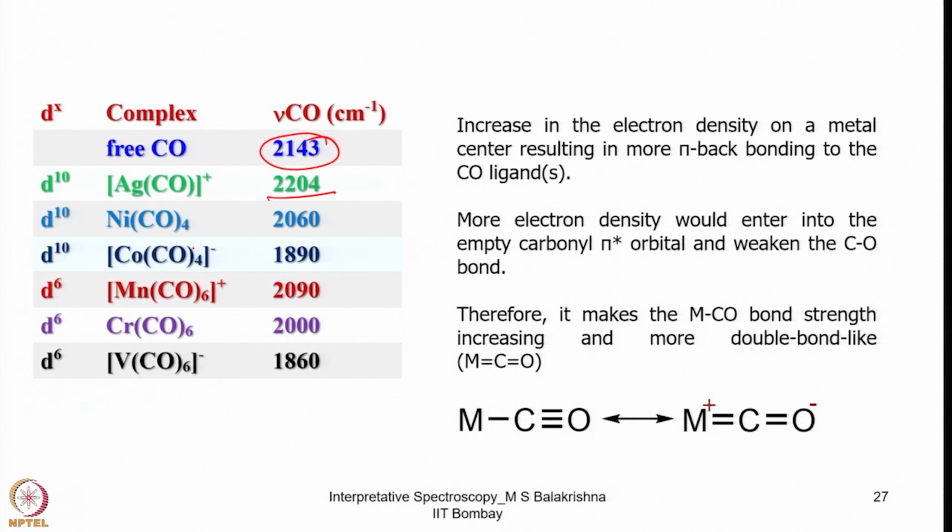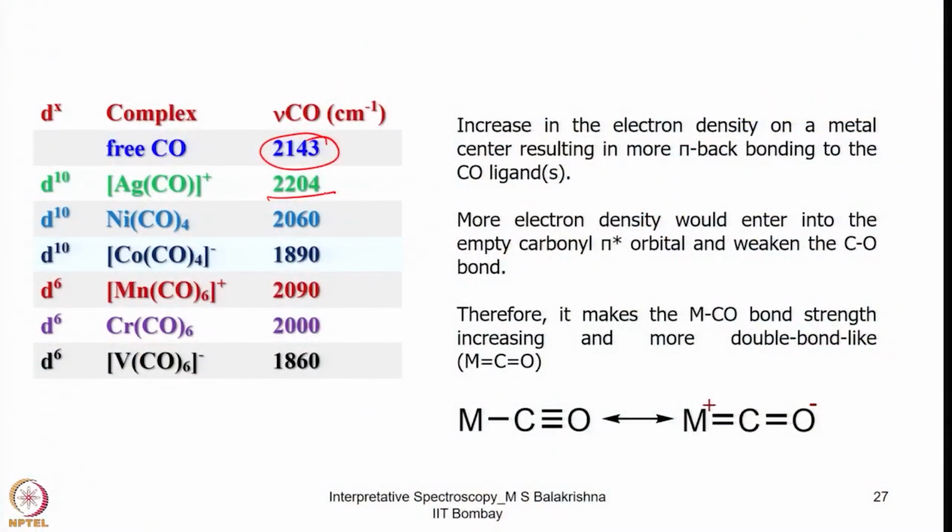And of course, if we consider overall 3d, 4d and 5d metals, early metals, despite having electron deficiency, are excellent pi donors. On the other hand, despite having large electron density among the late transition metals, that means I am talking about iron afterwards, and having more electron density, still they are reluctant pi donors. That can be seen here by simply looking into the stretching frequency of carbon monoxide that is bound to these late metal ions. Silver, it is 2204, and then nickel tetracarbonyl 2060, and cobalt tetracarbonyl anion 1890.